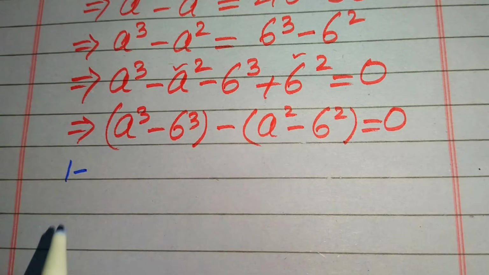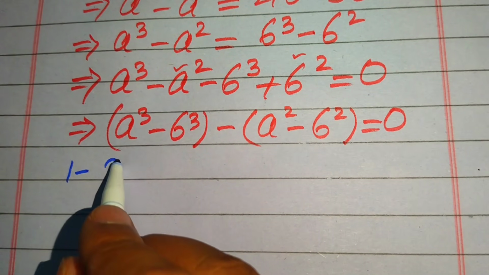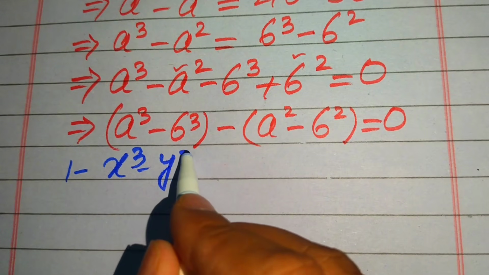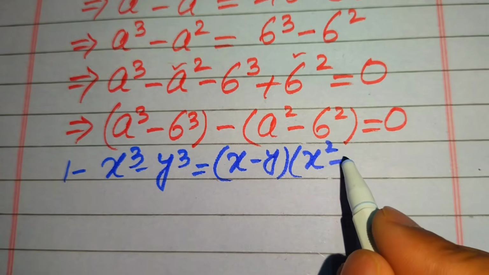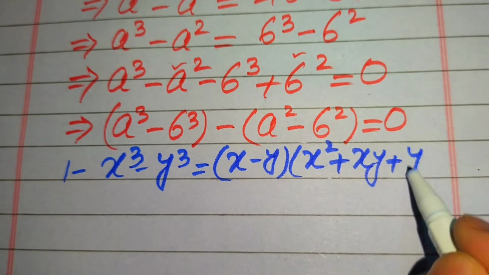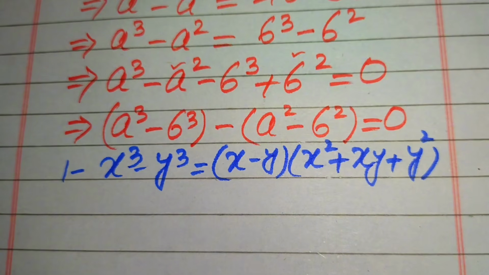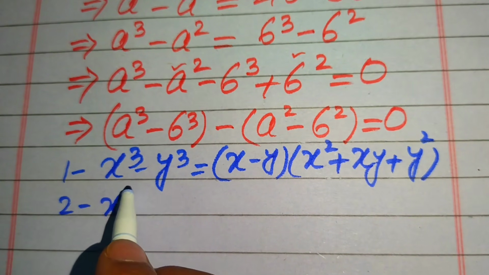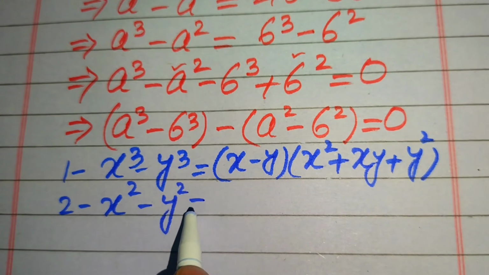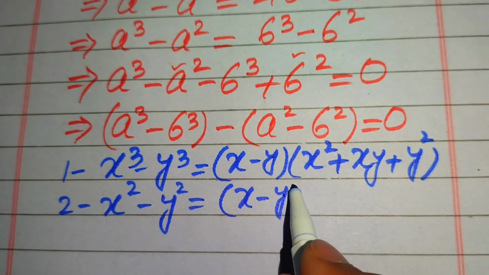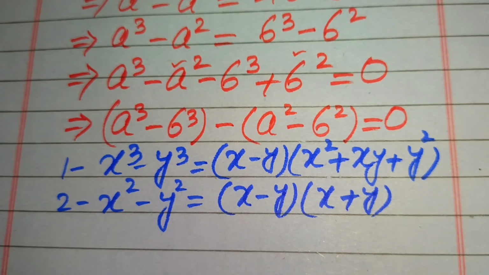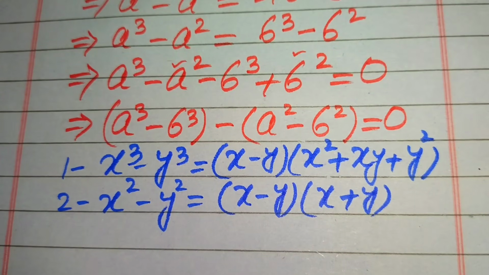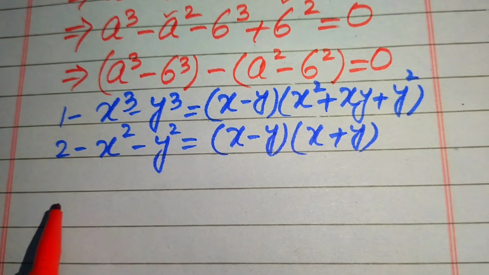First we use the nice cubic formula. You know that x cubed minus y cubed equals x minus y times x square plus xy plus y square. And second, we use the nice square formula. You know that x square minus y square equals x minus y times x plus y. So we use these two nice formulas here, and according to these two formulas we write the above equation in this form.